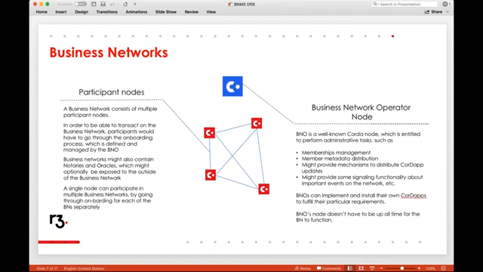We envisage the business network operator as a separate Corda identity, which is run by the business network operator. The business network operator is not involved in any transactions, but is rather doing the administrative tasks which I just mentioned. Okay, next slide.